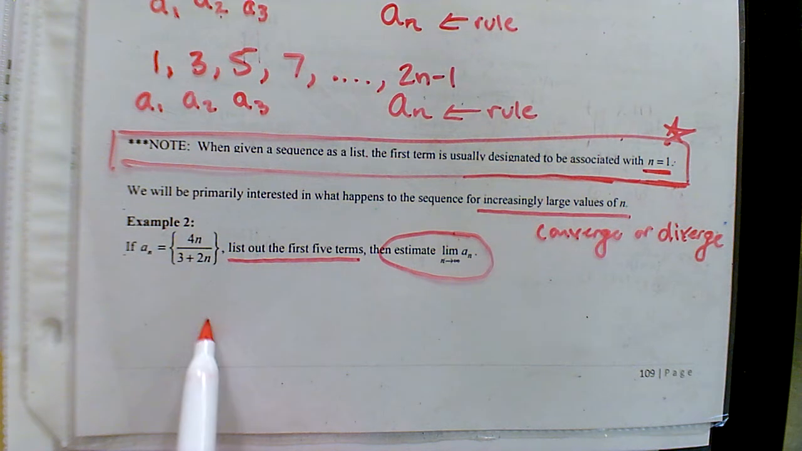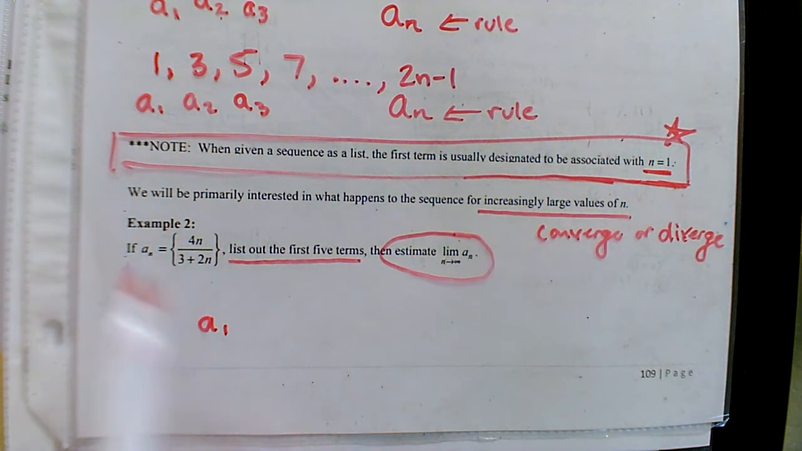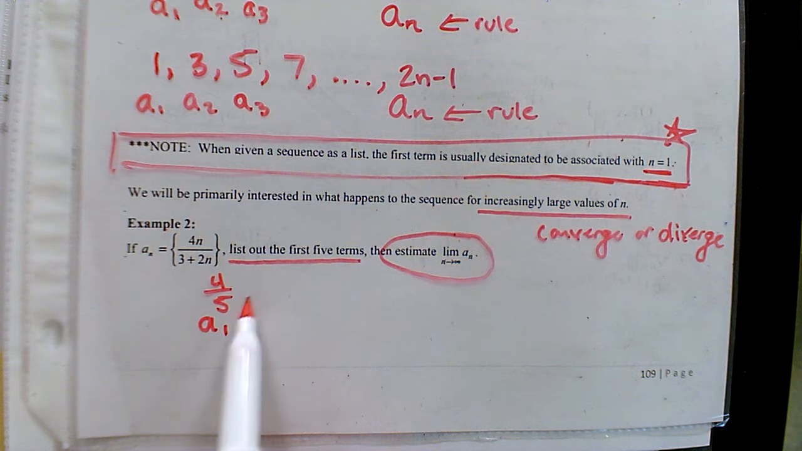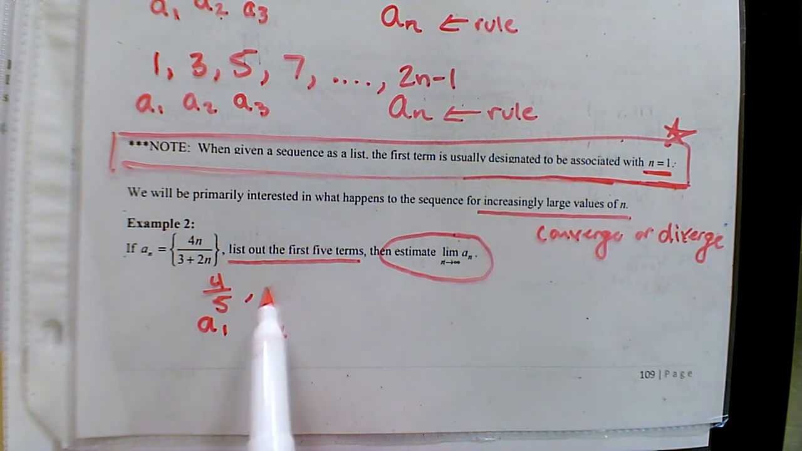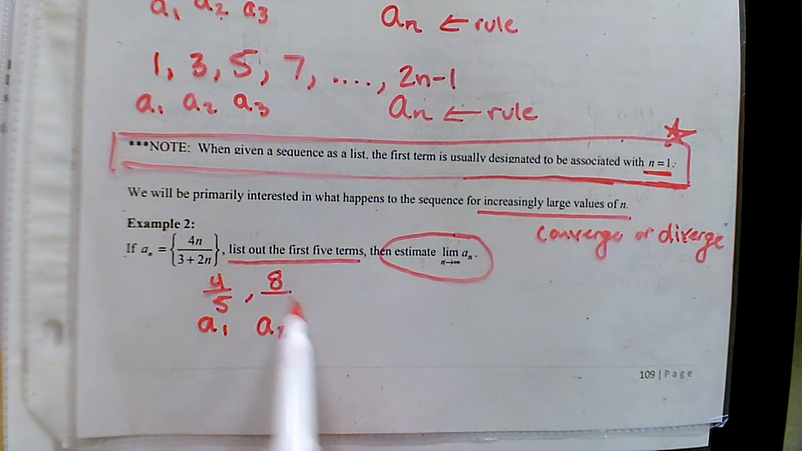So let's go ahead and plug in 1 to get a sub 1. We would have 4 over 5. We'll go ahead and plug in 2 to get the next term. We'd have 8 over 7.